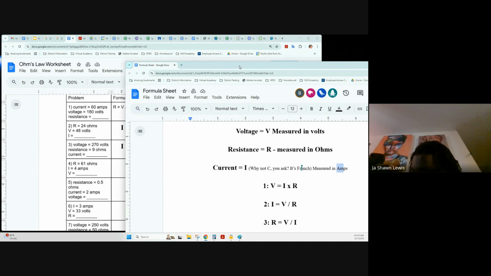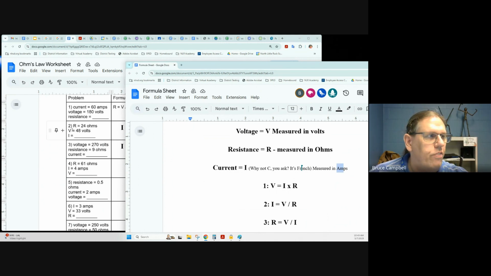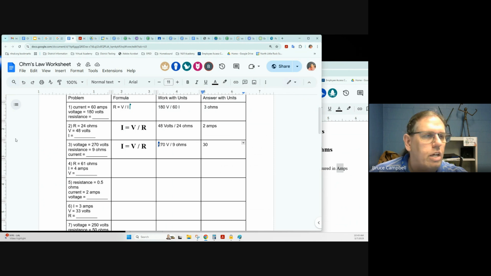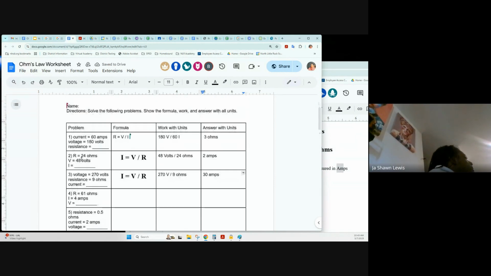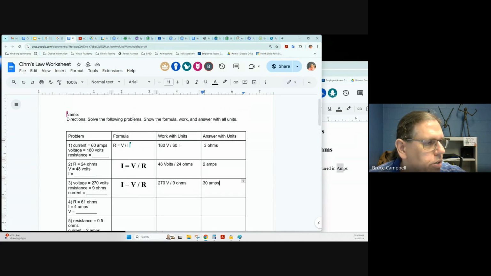If you can't see the screen, just let me know, okay? Because I can play with magnification. I know y'all's Chromebooks are small. All right, Jimmy.